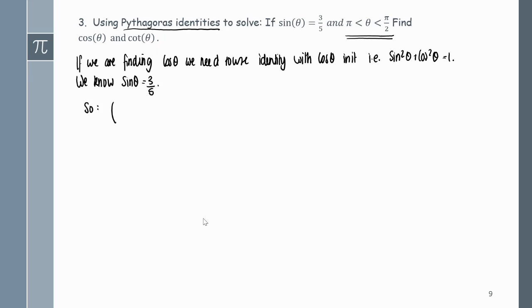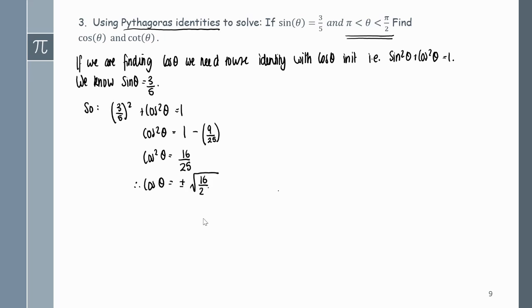We'll have 3 over 5 squared plus cos squared theta equals 1. And let's move the numbers to the right-hand side. So we'll get cos squared theta equals 1 minus 3 squared is 9, 5 squared is 25. So I'll end up with cos squared theta equals 16 over 25. Okay, then we take the square root to get cos theta. That's what we're trying to find.